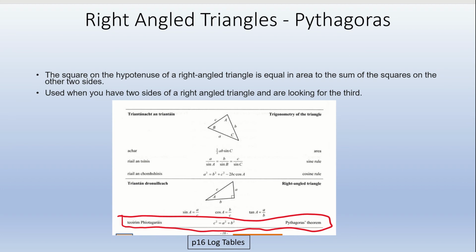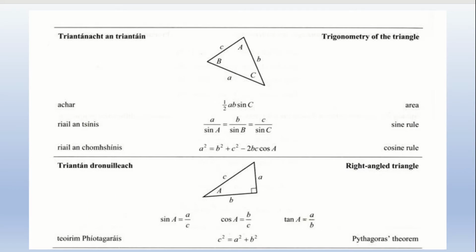Now, I've just put two lines up here at the start. The square on the hypotenuse of a right angle triangle is equal, in area, to the sum of the squares on the other two sides. And it's used when you have two sides of a right angle triangle and are looking for the third. I'm going to talk about that a small bit more in a minute, but I'm just going to make my log tables here a small bit bigger, just so we can see what's going on.